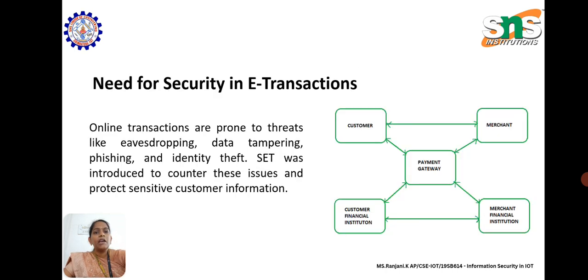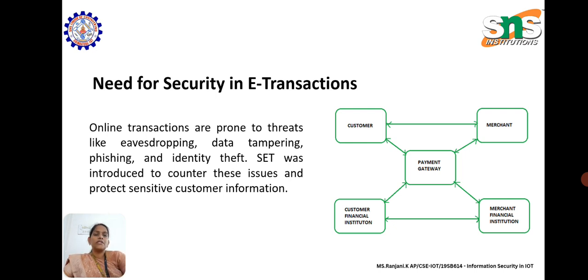Continuing this topic, why do we need security in e-transactions? Online transactions are prone to threats like data tampering, phishing, and identity theft. Secure electronic transaction was introduced to counter these issues and protect sensitive customer information. So we go for secure transactions.